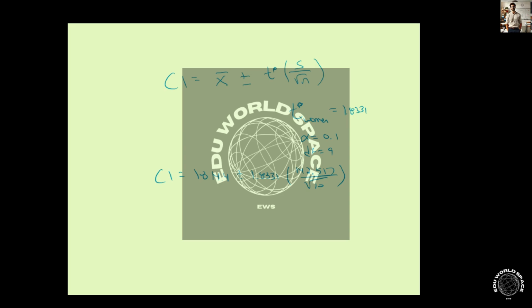And so the lower boundary would be subtracting. And that would be 1732. And the upper boundary from adding is 1897.